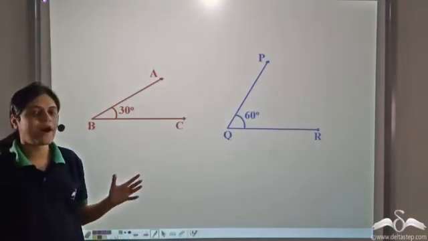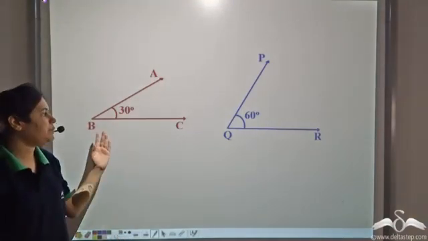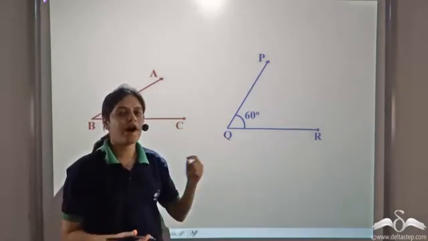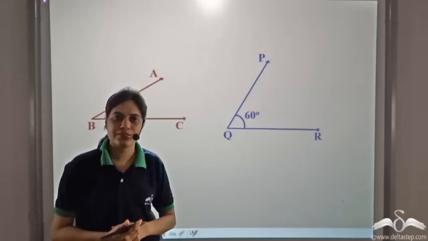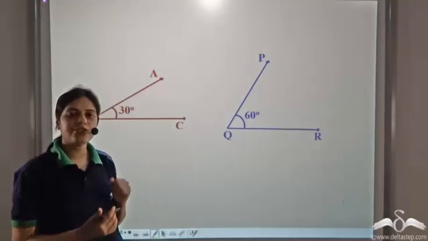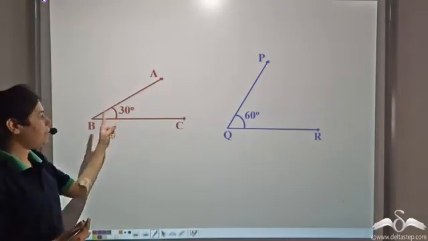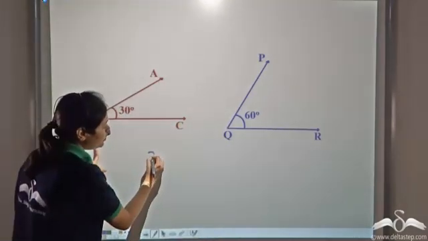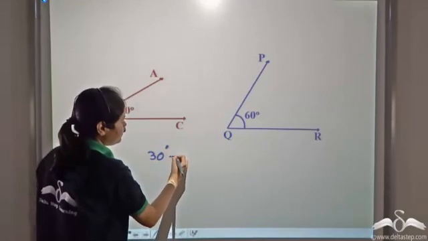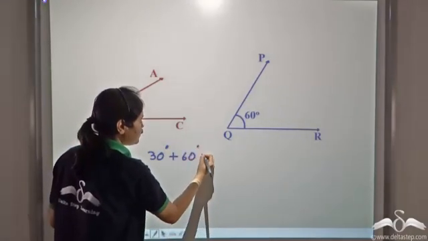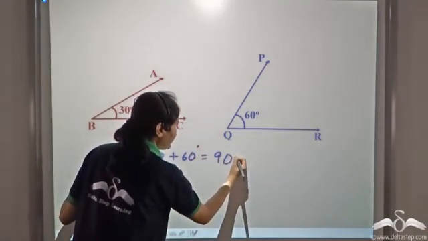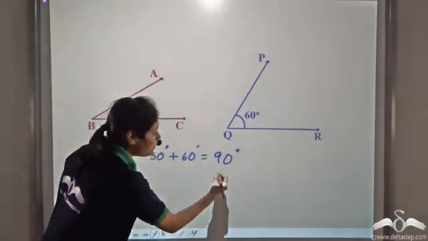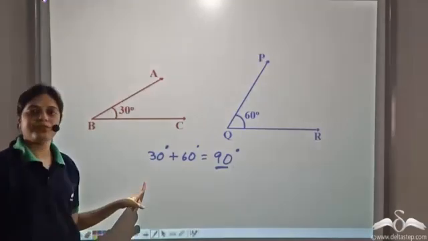We have these two angles here. Angle ABC is equal to 30 degrees and angle PQR is equal to 60 degrees. Now let's add these two angles. So ABC plus PQR is equal to 30 degrees plus 60 degrees, which is equal to 90 degrees. So these angles add up to 90 degrees.